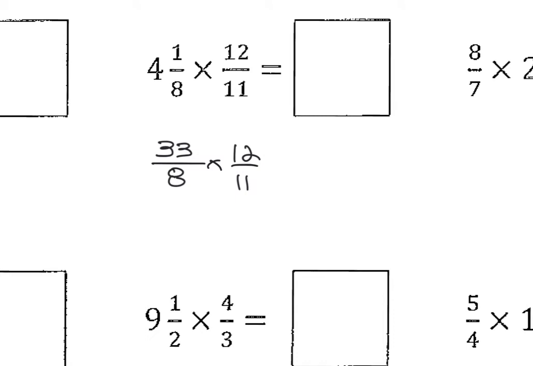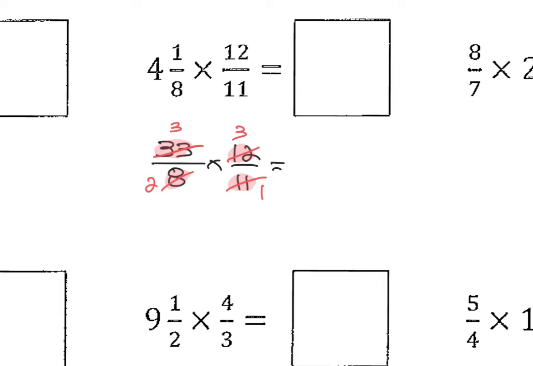Let's go back and see if cross-canceling can help us. Remember, we started with 33/8 times 12/11. I can see right now that 33 and 11, one of the numerators and one of the denominators, share a common factor of 11. I'm going to divide that out now. 11 goes into 33 3 times, 11 goes into 11 once. I also see that 8 and 12 share a common factor of 4. I'm going to divide that out now. 4 goes into 8 twice, 4 goes into 12 3 times. This is a much easier problem to do.